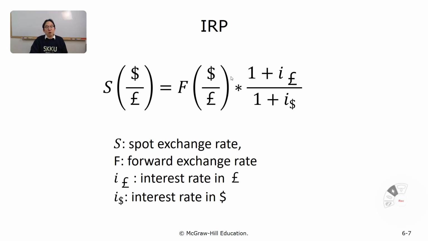And then forward exchange rate is like 1 year down the road. What's the promised exchange rate when you convert a British pound into US dollars? That's that guy. So what does this relation tell us?